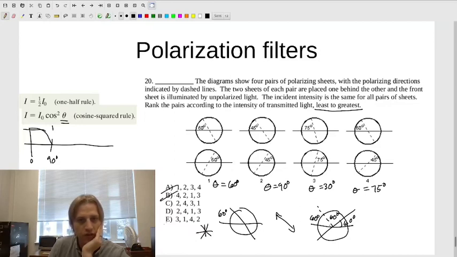Okay, so I can scratch off the ones that don't start with 2. Then we have 4. Then we have 1. Then we have 3. Okay? 2, 4, 1, 3. Okay, so we did this problem.